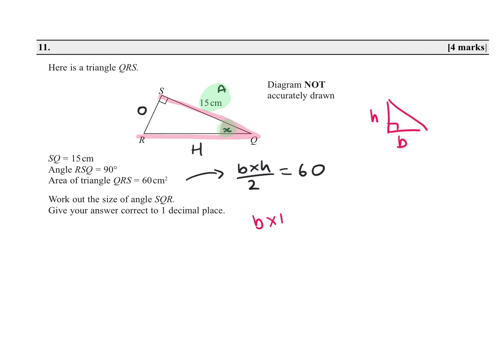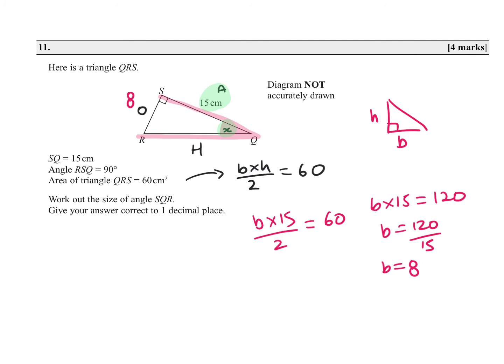I don't know what my base is. I know my height is 15. Divide that by 2 equals 60. So base times height must equal 60 times 2, which is 120. So my base is 120 divided by 15, which is in fact 8. So that actually leads me to believe that my opposite is in fact 8. Brilliant, I can carry on with the question now.